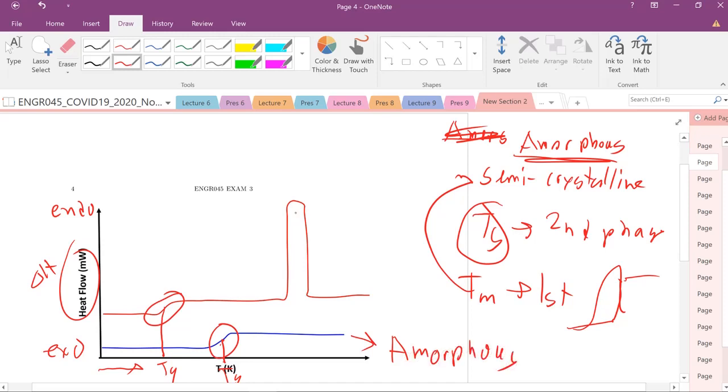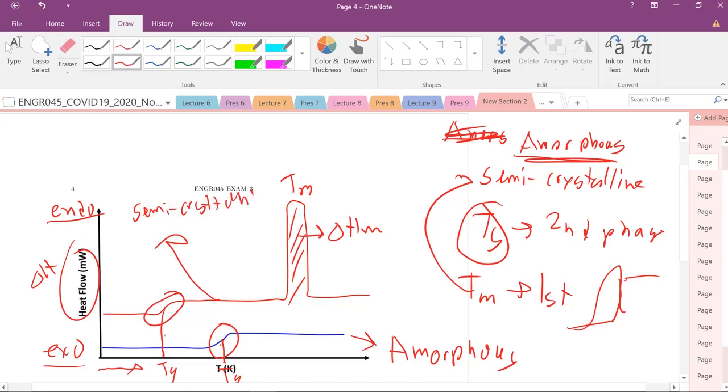Now for this curve here, once we labeled endo and exo, because we didn't know necessarily at the outset that this could be a recrystallization curve, but this is our TM. This is our enthalpy of melting, enthalpy of fusion. We've seen that before in our DSC lab. But we know this material has a TG and a TM, so we know that is semi-crystalline.